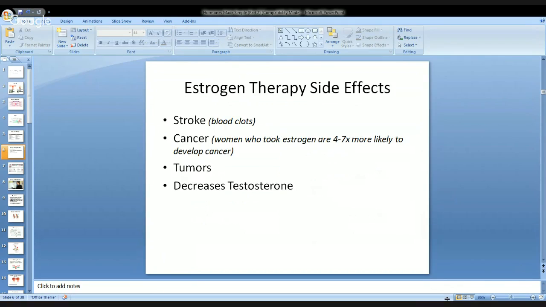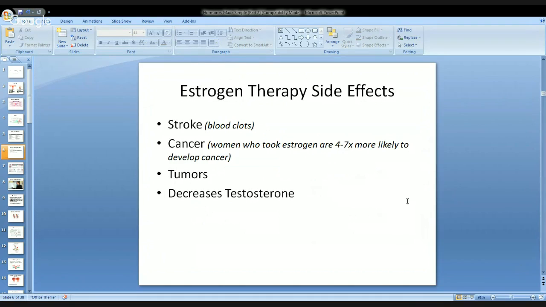Estrogen therapy. Okay, so here's what happens. Some women take estrogen. A lot of women are stopping taking hormone replacement therapy, like they did 10 or 20 years ago, because it has some side effects.